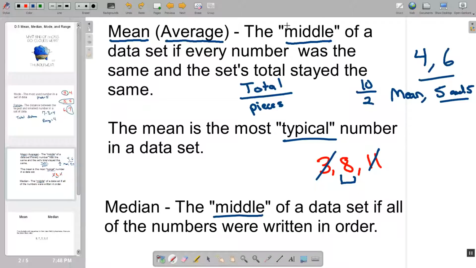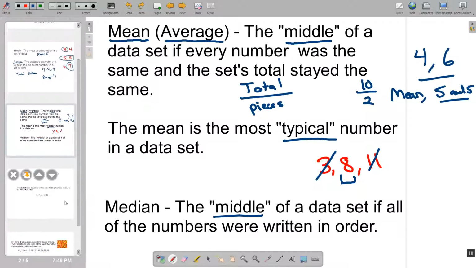But remember, average is still technically the middle as well. So I don't actually like calling this the middle, but it's the middle of the data set if the numbers are written in order. Mean is the middle of the data set in the way that if the set's total was the same, but everyone scored the same amount.